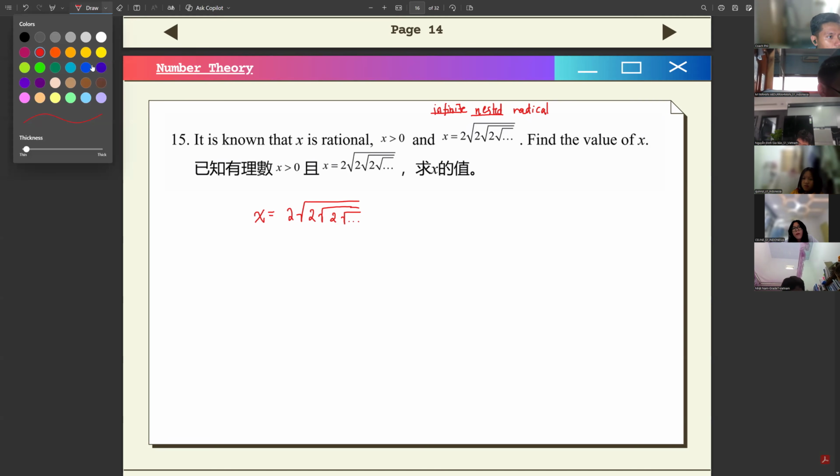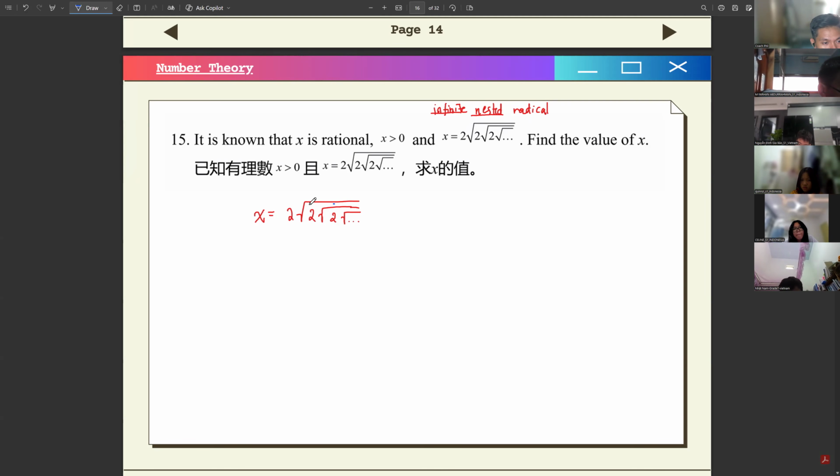Take note, this is where the pattern repeats, right? This entire part is just equal to the entire thing. Meaning, this entire part is also just equal to x, because this just goes on to infinity also. Same thing as this, this is just equal to x. So we can rewrite this as x is equal to 2 square root of x. Okay? So what do we do?